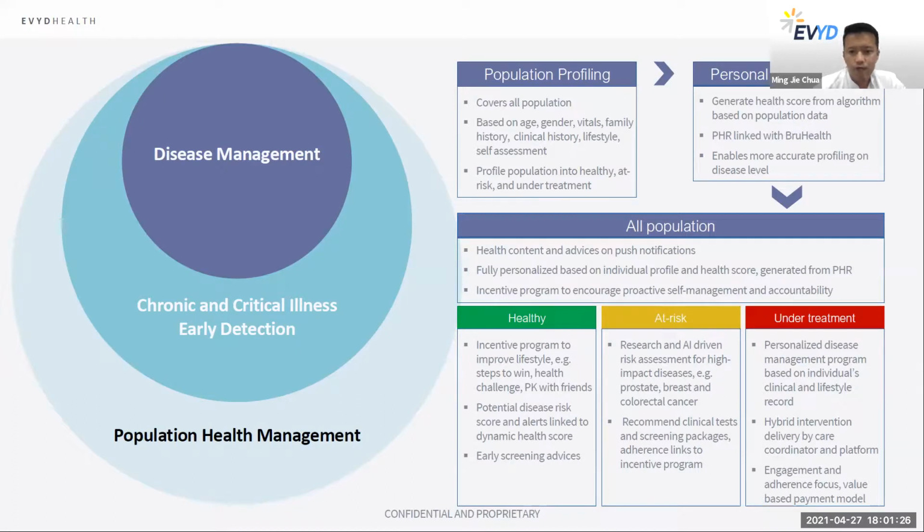One of the subgroups that we focus on is what we call the at-risk subgroup. Here the aim is to detect early the patients or population groups that are more prone to chronic and critical illnesses. The way we identify this is through the disease risk models that we co-develop with our parent company. And for patient subgroups with pre-existing conditions, we also offer disease management solutions.